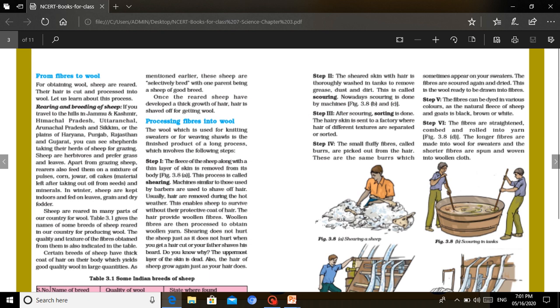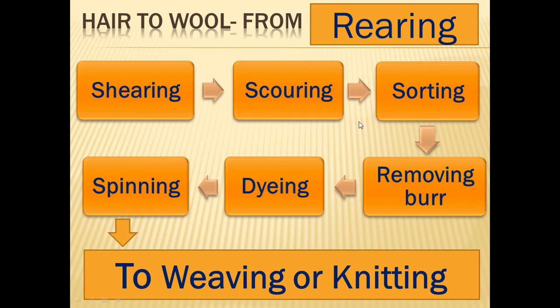Here after scouring you will also see that sorting is done, right. So the hairy skin is sent to the factory where hair of different textures are separated or sorted. Sorting means the shorter ones with the short, longer ones with the long, and the fine hairs with the fine hairs. So all the different textures of the woolen fiber are sorted into different categories. That process is called sorting.